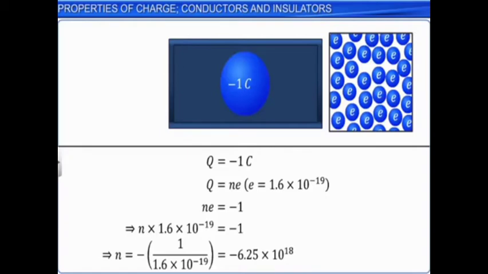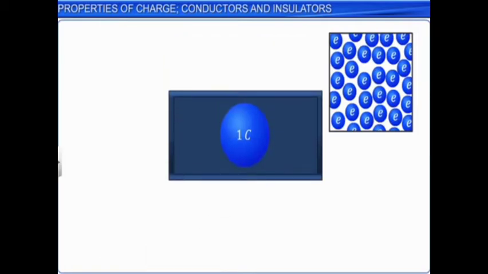So, we see that 1 coulomb of negative charge contains 6.25 into 10 power 18 electrons, which is a very large number of electrons. In the practical examples we have seen for charging a body, we deal with bodies possessing a charge of about a few microcoulomb. The charge of microcoulomb, that is, 10 to the power of minus 6 coulomb, is very large compared to the basic unit of charge e.